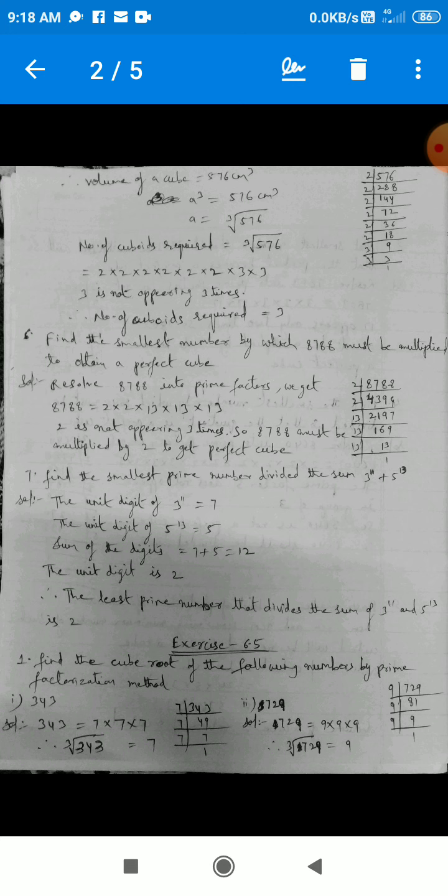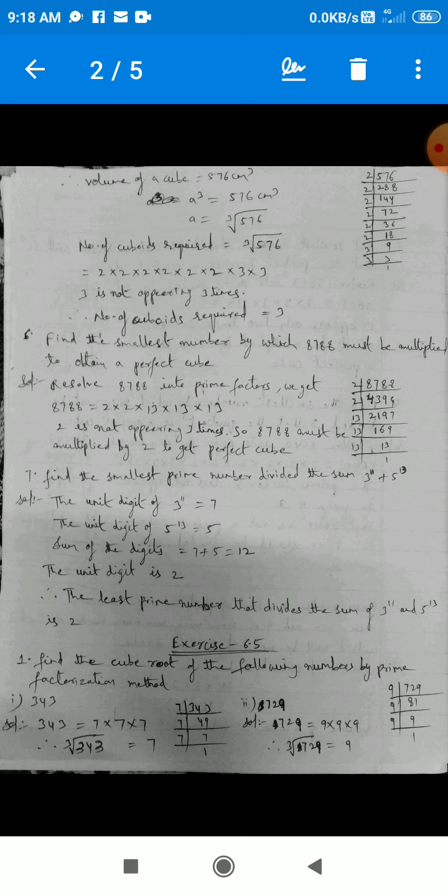Sixth problem. Find the smallest number by which 8788 must be multiplied to obtain a perfect cube. Solution. Resolve 8788 into prime factors. We get 8788 is equal to 2 into 2 into 13 into 13 into 13. 2 is not appearing 3 times, so 8788 must be multiplied by 2 to get a perfect cube.